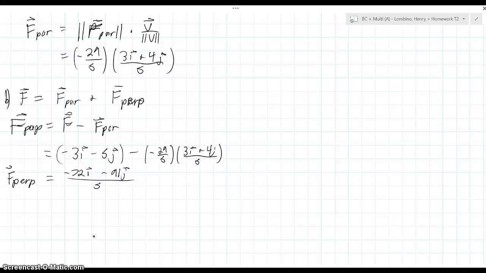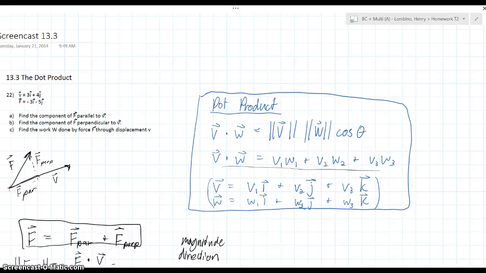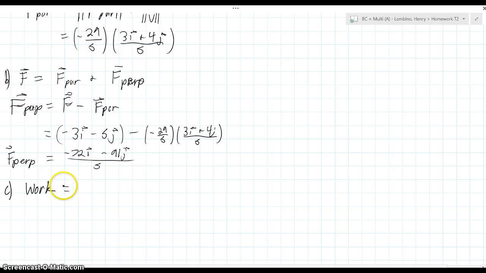So now we're going to move on to part C, which deals with work. For problem C, it asks us to find the work W done by force vector F through displacement V. So that sounds really weird and horrible, but it's actually quite simple, because work equals force times distance. So this problem is just giving us the force and distance.